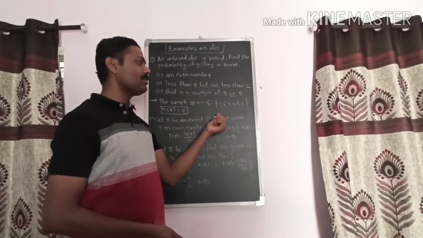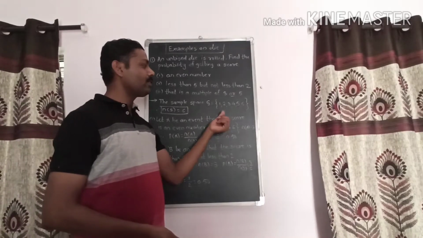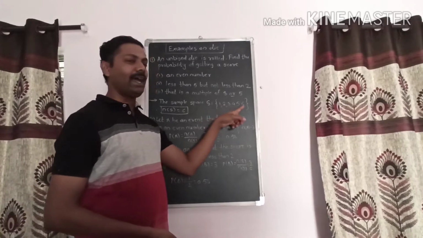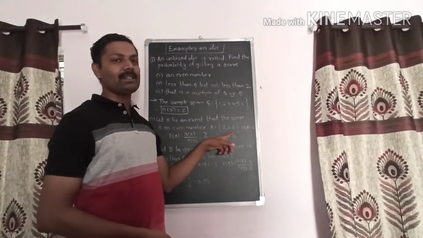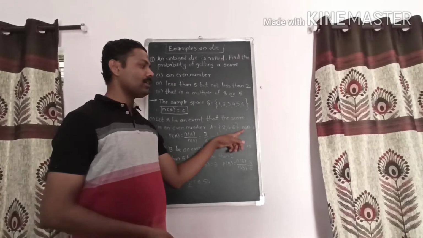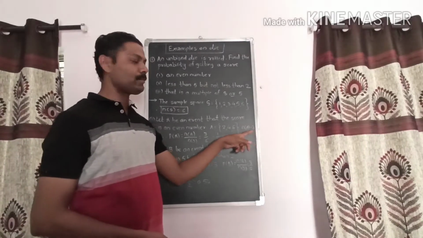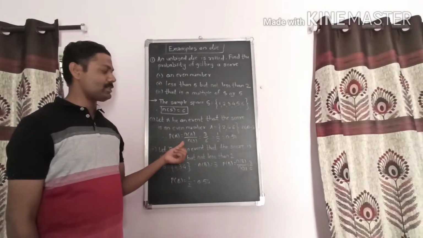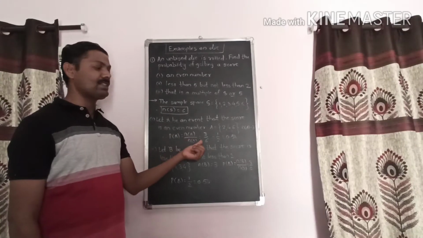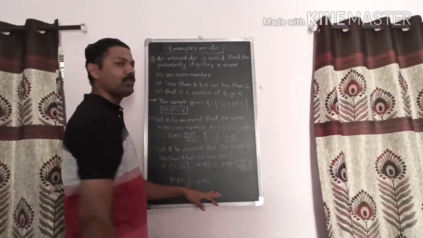We have to just select even numbers from S. We have 3 even numbers 2, 4 and 6. So A is equal to 2, 4 and 6. Number of sample points in A, that is n of A is 3. We have formula for P of A, n of A divided by n of S. n of A is 3, n of S is 6. So the answer is 0.50.